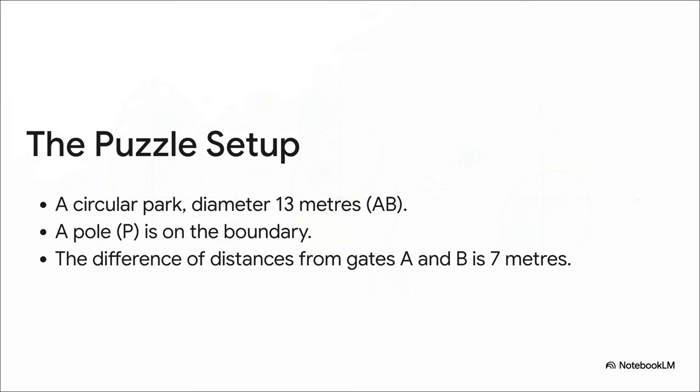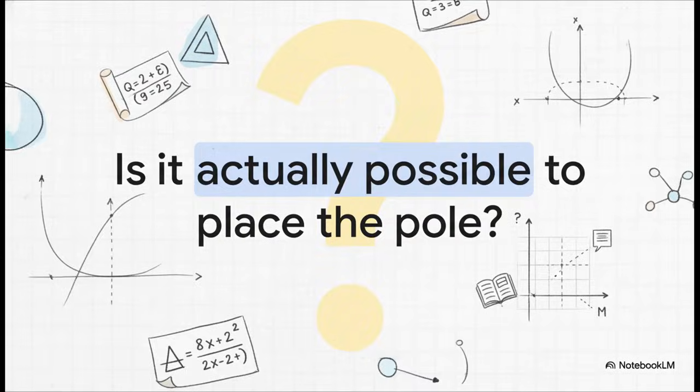So here's the puzzle. Picture a circular park. It has a diameter of 13 meters with gates at either end. We'll call them A and B. We need to install a pole, let's call it P, somewhere on the circular edge of the park. But there's a catch. The difference between its distance from gate A and its distance from gate B has to be exactly 7 meters.